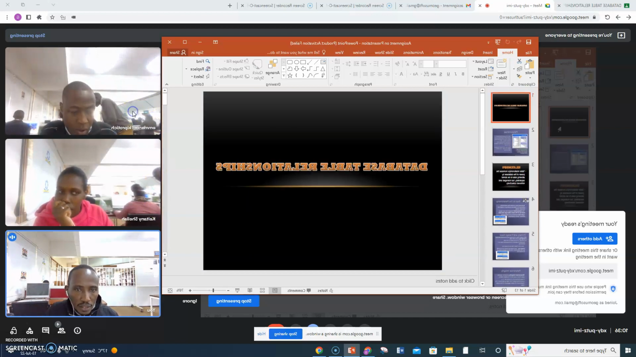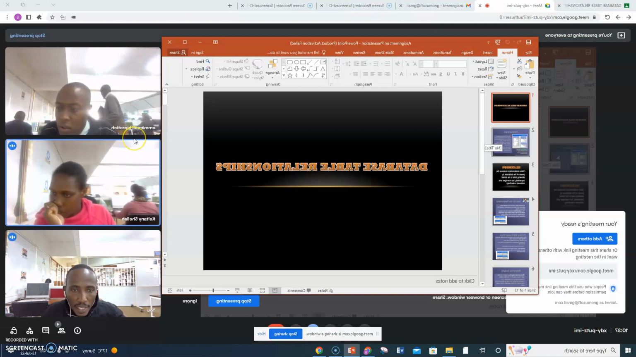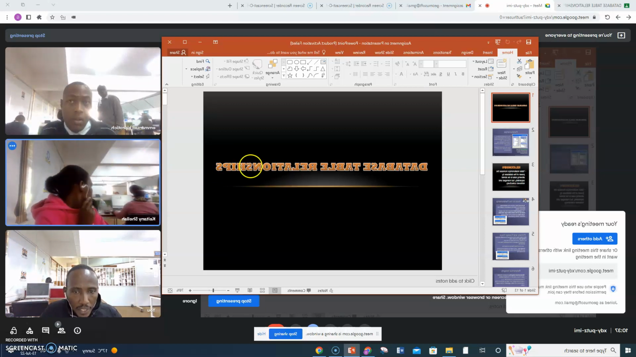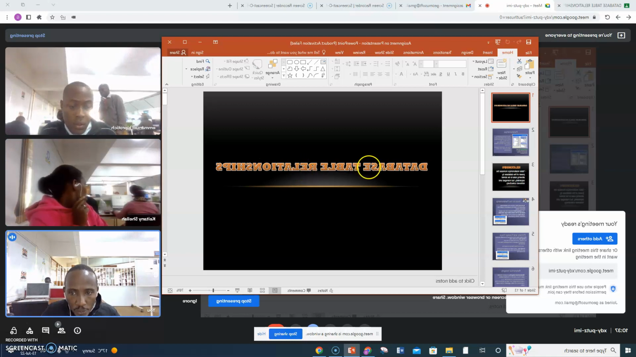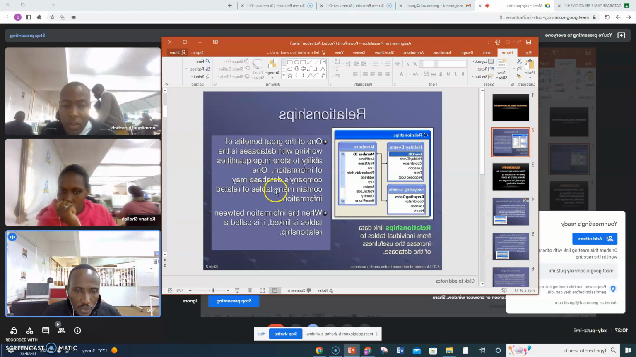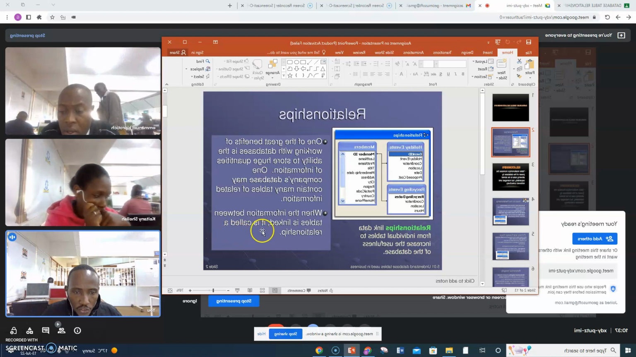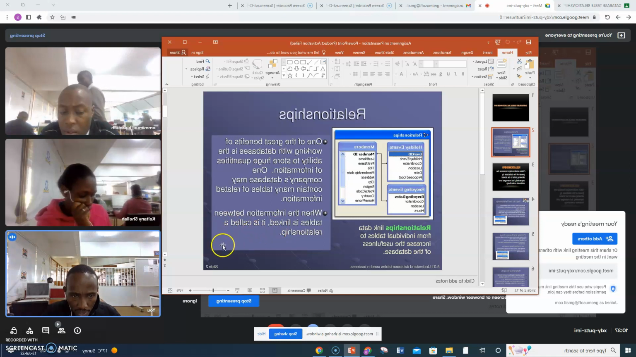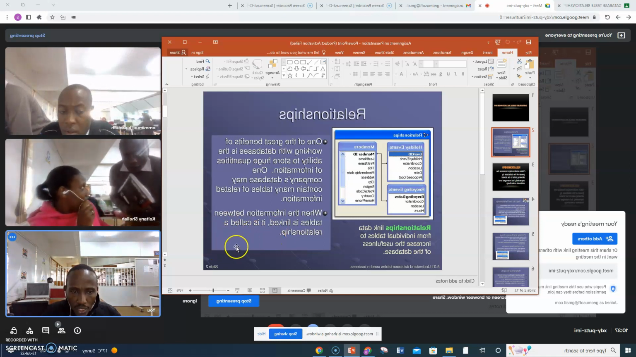Our topic today is about database table relationships. Last time we discussed databases, and we also discussed what a table is and what a relationship is. So today we'll move ahead to these types of relationships. We want to start with the definition of what a relationship is. Relationships are linked data, used to link data from individual tables to increase the usefulness of the database.